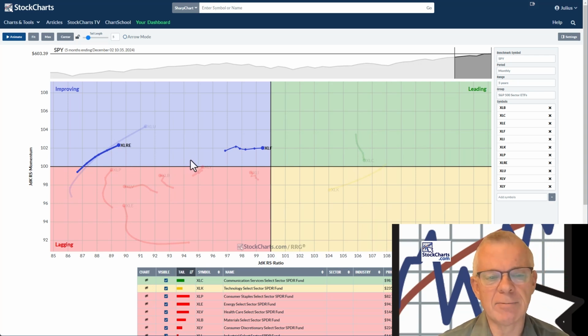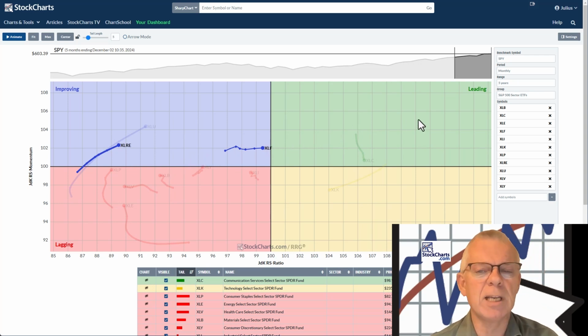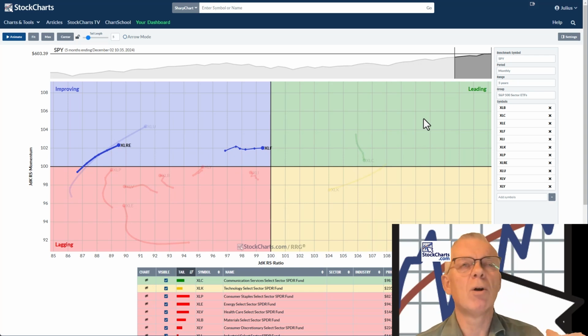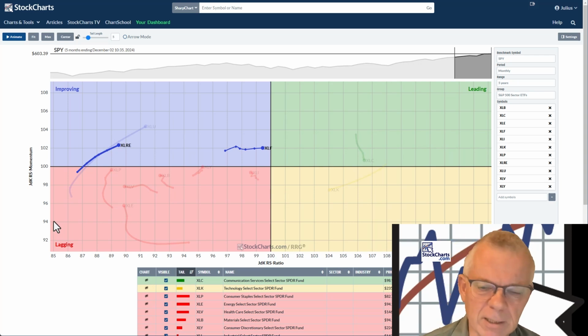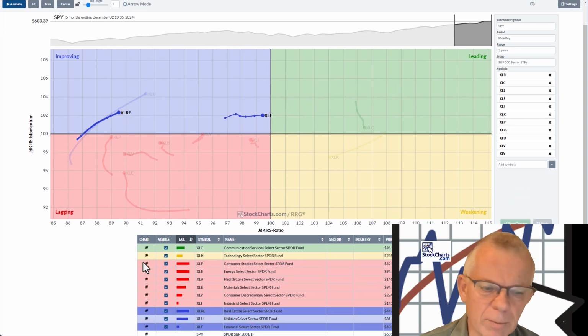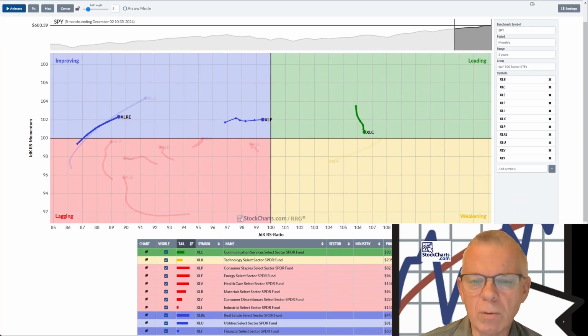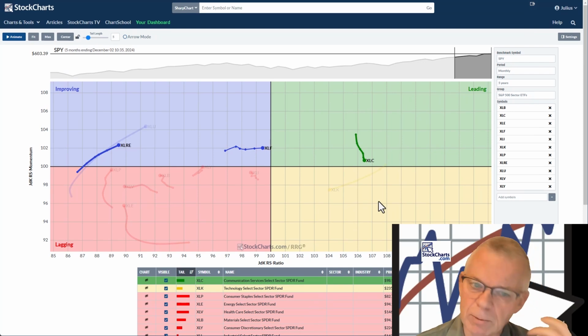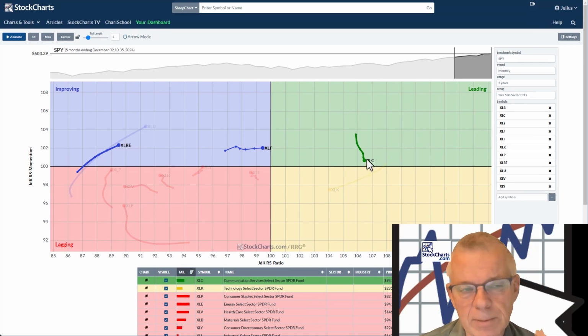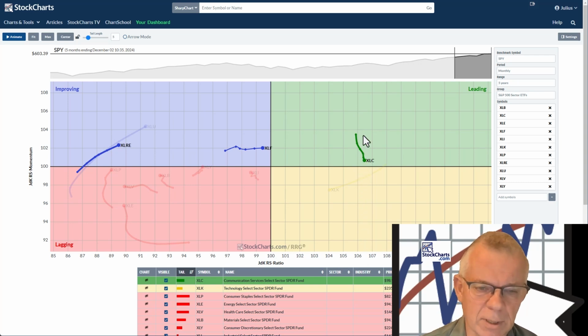Also, they have still a lot to go. They're not deep inside the leading quadrant, so they haven't already led the way for a long time. They're about to start leading, and that's a good point to start picking up relative performance. If we go to the communication services sector, that's the third one, you can see that that is already inside the leading quadrant and has rolled over. From an RS ratio reading perspective, this is the strongest sector, so it's the highest reading in terms of RS ratio, and that is usually a good sign.